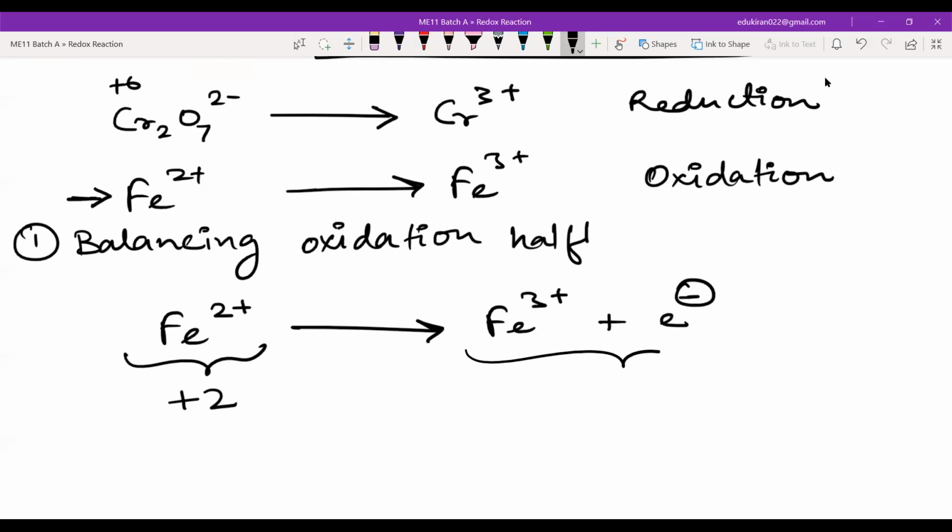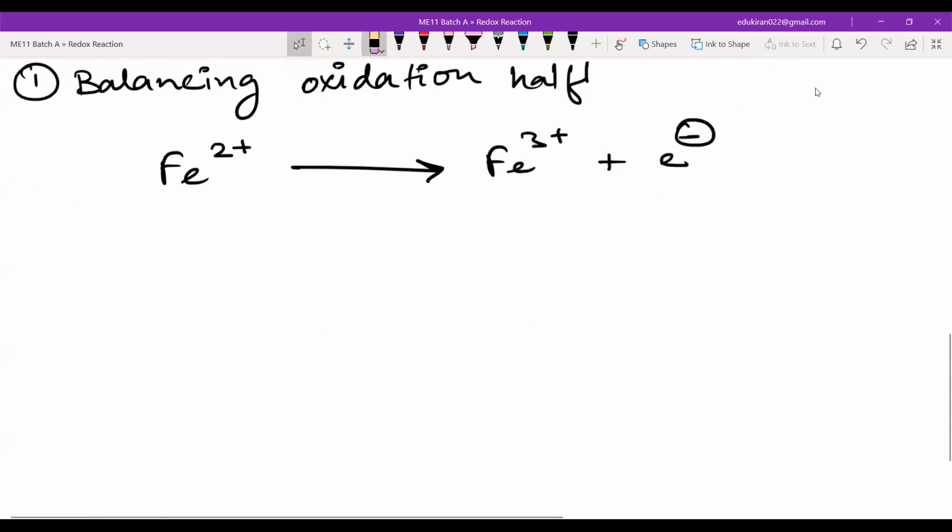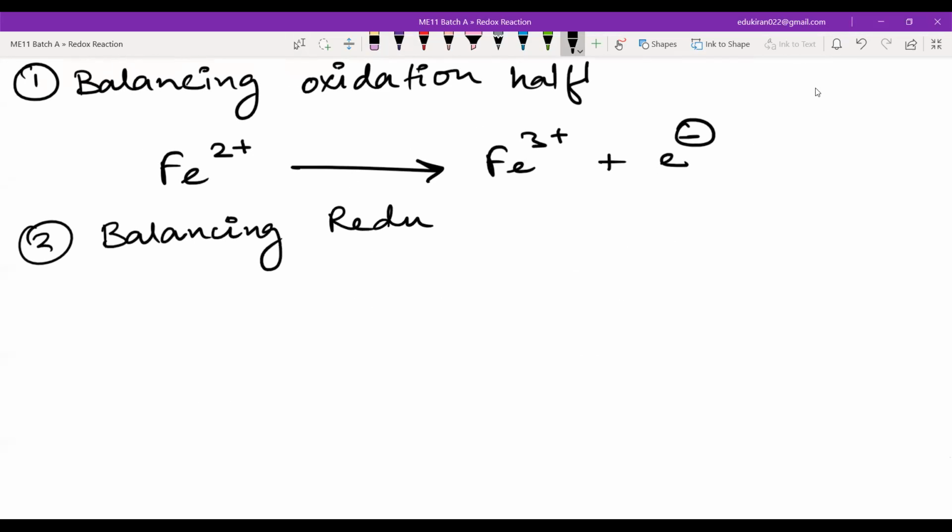We have Cr2O7, 2 negative. It is getting converted into what? You can write here 2 Cr3 positive. It is getting converted into Cr3 positive. First thing that we can do is there are 2 chromium, so I will write 2 chromium here. Any problem? No problem, no? No, sir. Okay, fine.